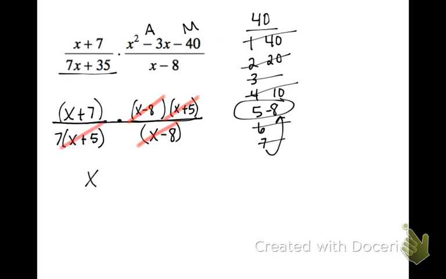I cannot cancel out my x plus 7 on top with my 7 on the bottom. Okay, again, you cannot cancel out this 7 because it's attached to something by addition. So that's just my final answer.